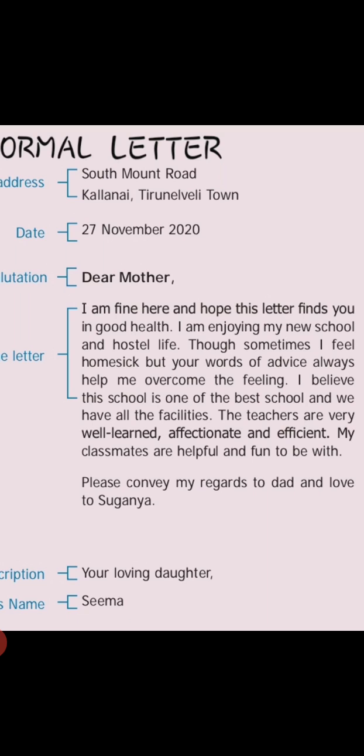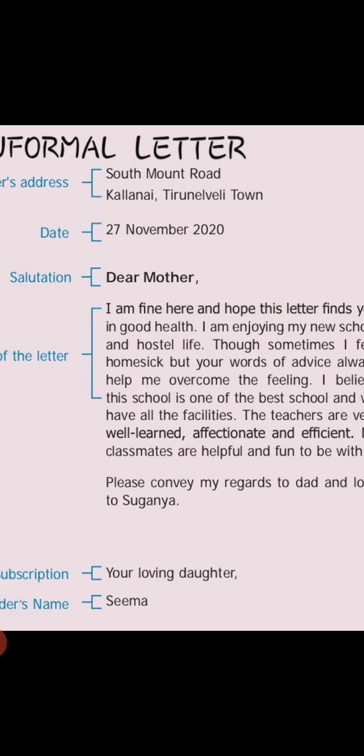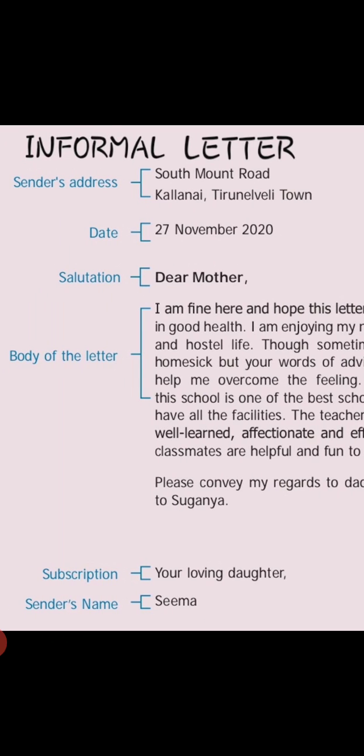I believe this school is one of the best schools and we have all the facilities. The teachers are very well learned, affectionate and efficient. My classmates are helpful and fun to be with. This is the body of the letter, what she wants to convey. Then the concluding part: Please convey my regards to Dad and love to Suganya. This also you can apply in all letters, children.